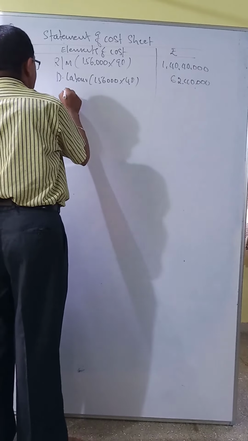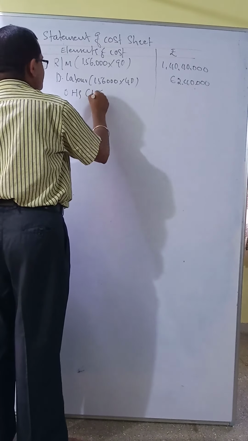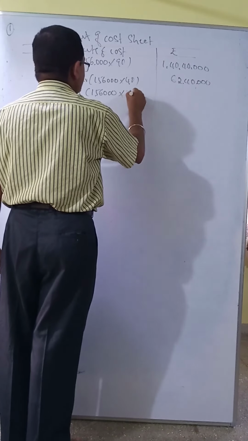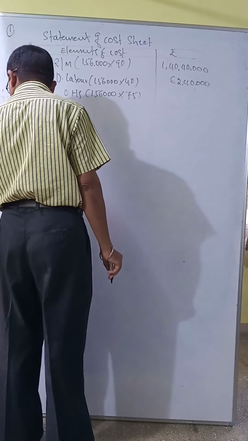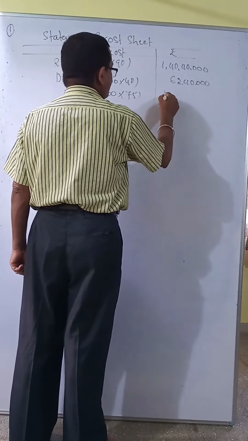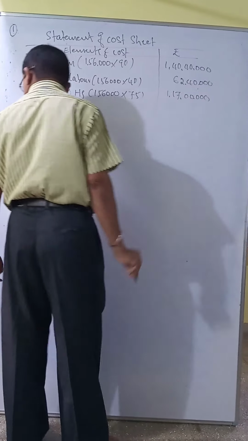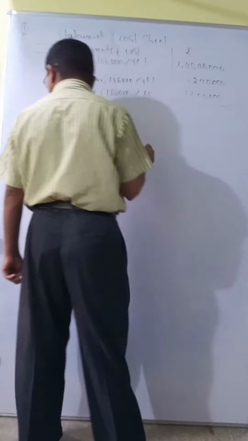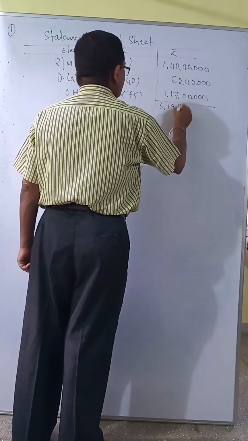Then they have given overheads. Overheads: 1,56,000 into overheads per unit, 75 rupees. This into this, you will get 1 crore 17 lakhs. That's all. Make it total. Add these three, you will get 3 crore 19 lakh 80,000.